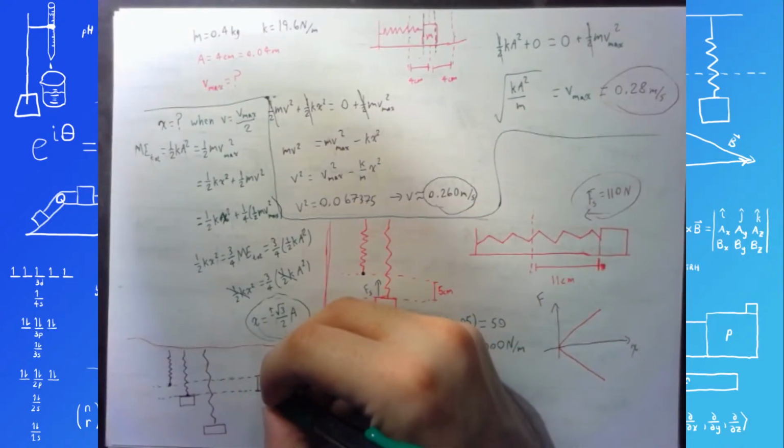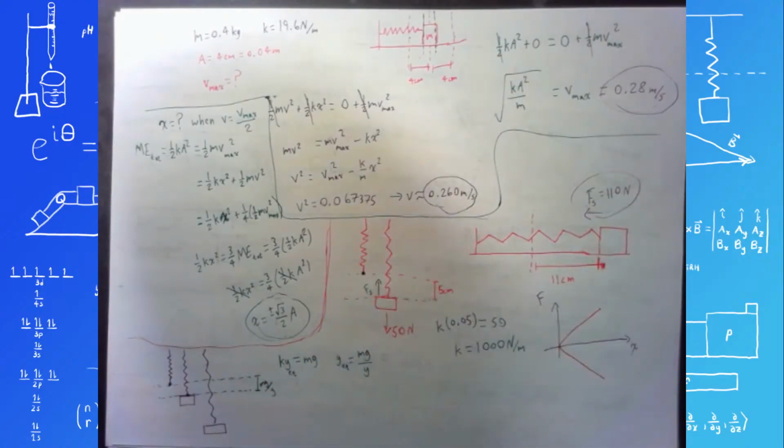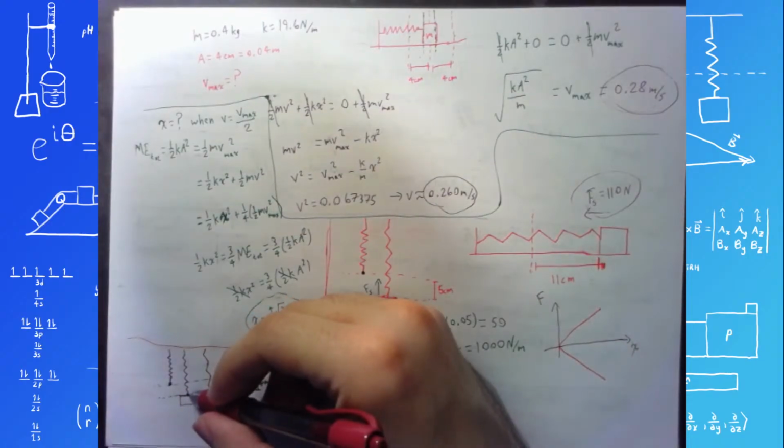So this over here is a distance of mg over y. Okay. So now what I'm going to do is say this is also going to be the position where the kinetic energy is a maximum.